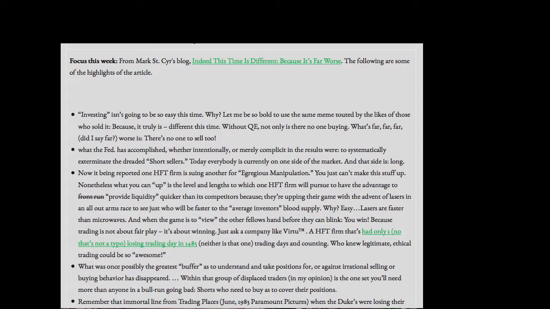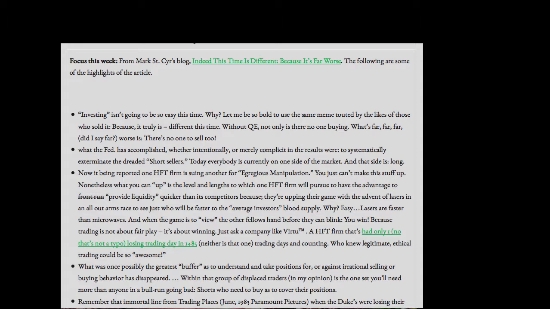Because trading is not about fair play. It's about winning. Just ask a company like Virtu, an HFT firm that's had only one, no, that's not a typo, losing trading day in 1,485 trading days and counting. Who knew legitimate ethical trading could be so awesome?